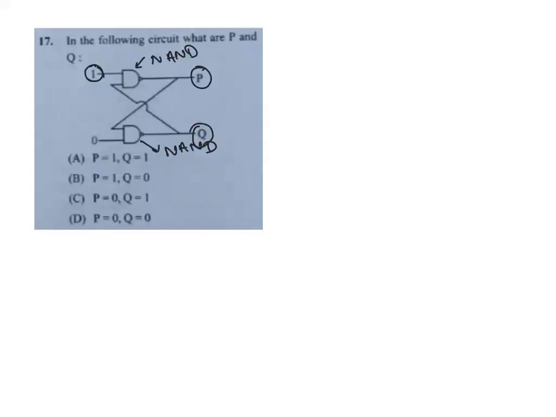Suppose let me take two different conditions here. What are the values for P and Q is the question, right? Suppose if P is 1 and Q is 1, okay, let me take option A here. If I take option A, at that time what actually happens?